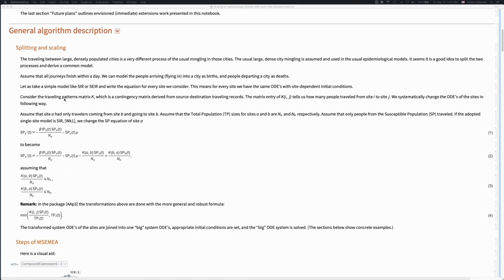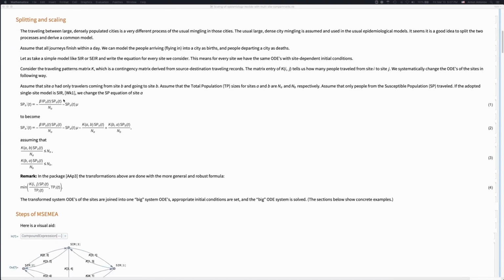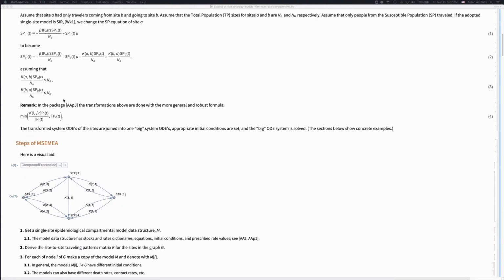There's a certain theory behind this. Basically, we take the equation for the susceptible population, which is the standard equation from the SIR model, and we simply extend that equation with birth terms, which come from traveling, and death terms, which come from a departure. So I'm not using some death rates or birth rates. I'm using the actual traveling fractions rates.